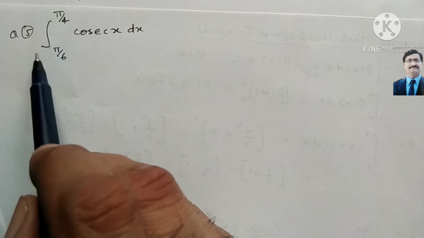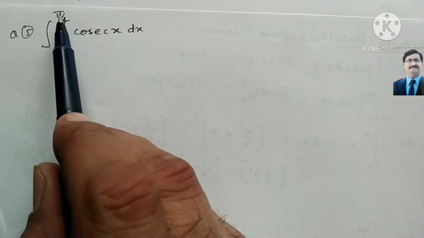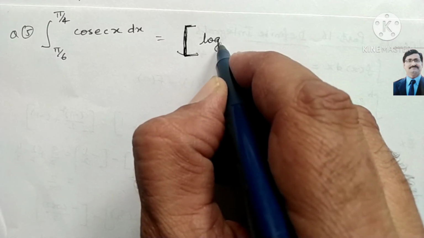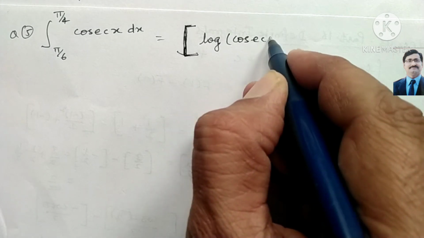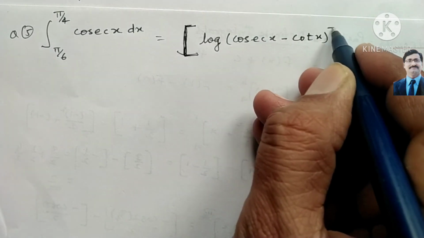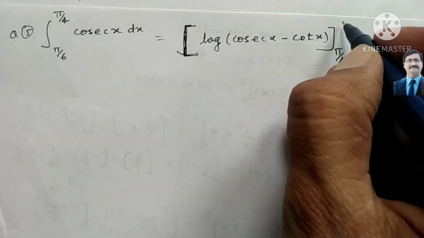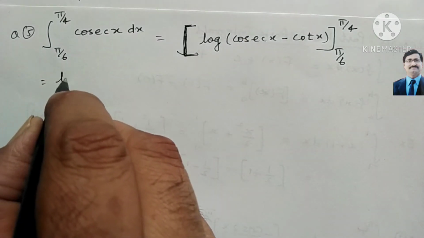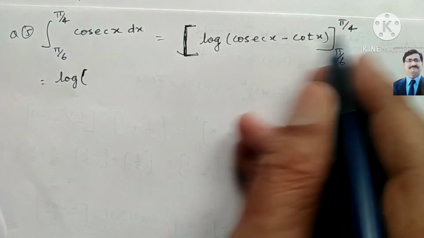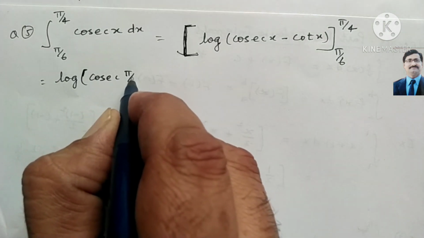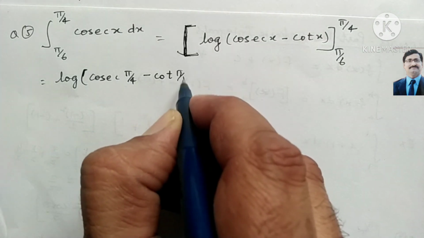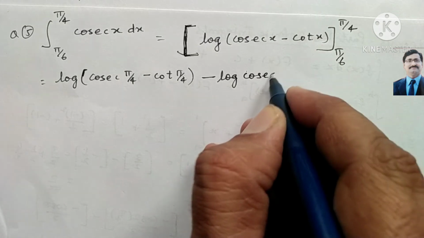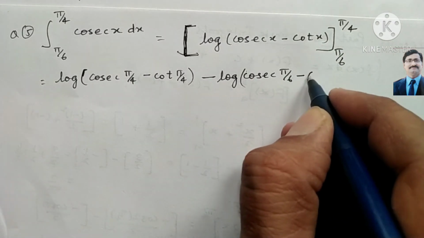Look at this question: the integral of pi by 6 to pi by 4 of cosec x dx is log of cosec x minus cot x. Okay, and this limit is pi by 6 to pi by 4. Here we can say first we write the log, and first we write pi by 4, so we write cosec pi by 4 minus cot pi by 4, and then minus, and we will put the lower limit. In place of x we will put pi by 6, so cosec pi by 6 minus cot pi by 6.